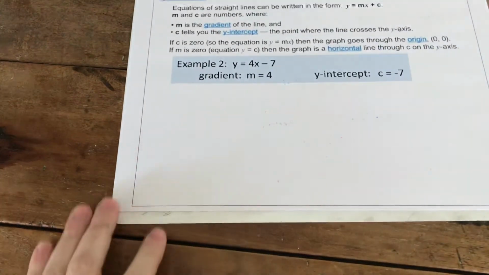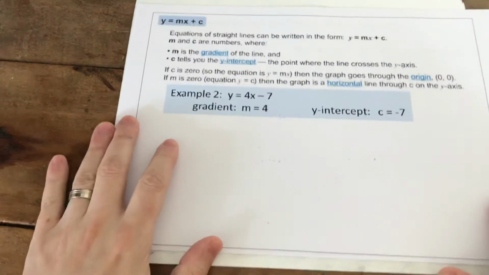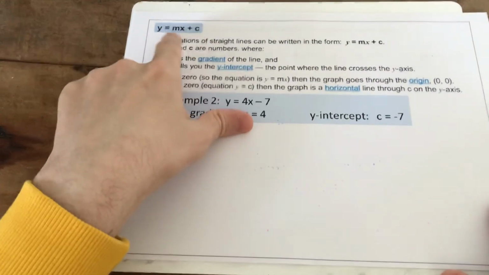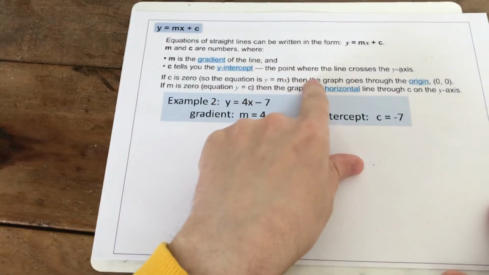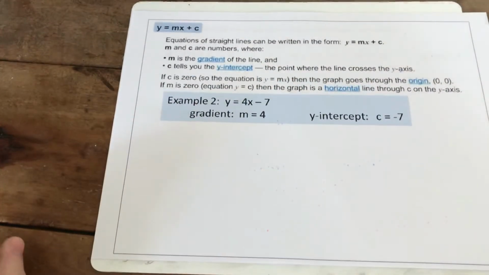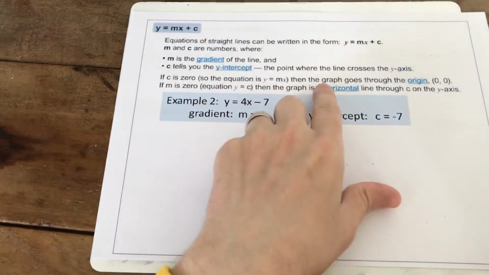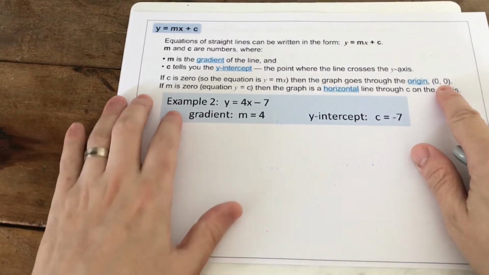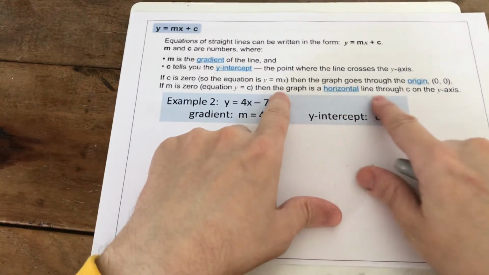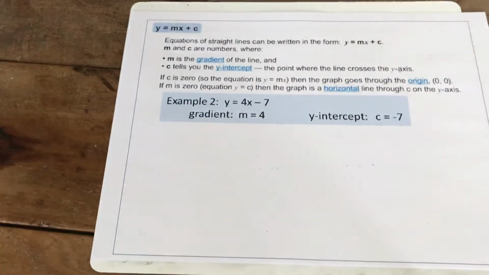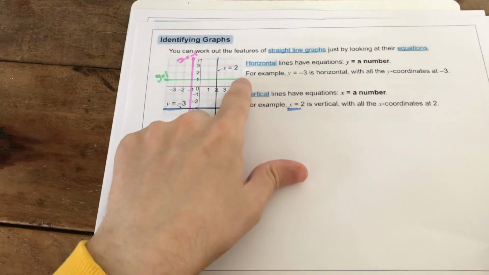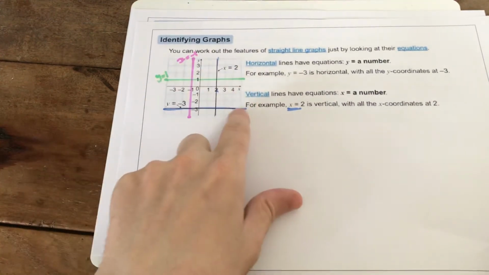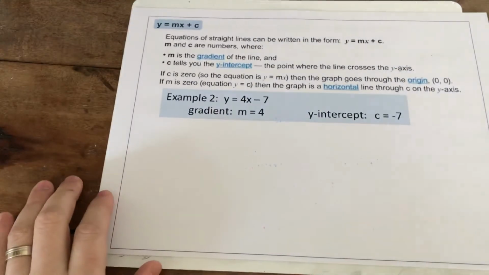I'm going to look at some more of these. This section talks about what I've just shown you: your general equation is y equals mx plus c, m is the gradient of the line, and c tells you the y-intercept, the point where the line crosses the y-axis. So if c is 0, then the line goes through the origin, which is 0, 0. If m is 0, then the graph is horizontal and goes straight through the y-axis. I'll show you one of these. This line here is what our lines y equals 1 or y equals minus 3 would look like. That is what that would mean.